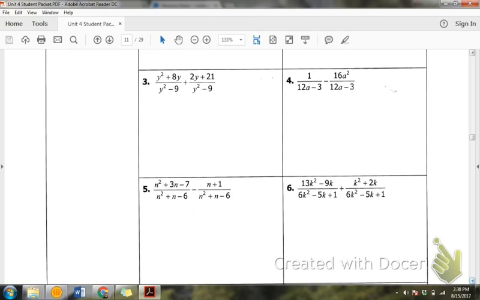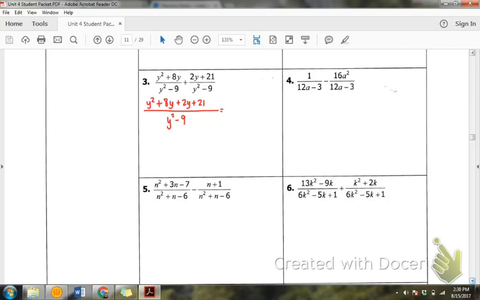Okay, number 3. Denominators are the same, right? So we're going to go ahead and write that once: y squared minus 9. We don't need to factor it right now. And then I'm going to write the entire problem over y squared minus 9. It's a plus, so we're adding, and none of my signs are going to change. So plus 2y plus 21. Everyone okay with that so far? I just put them in together.